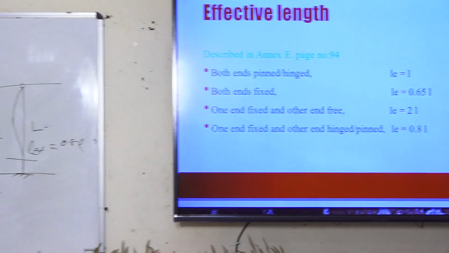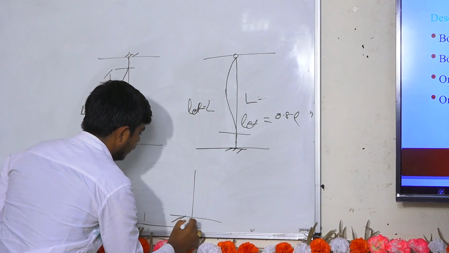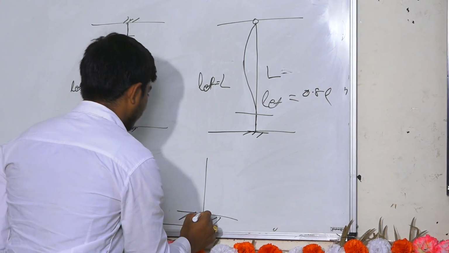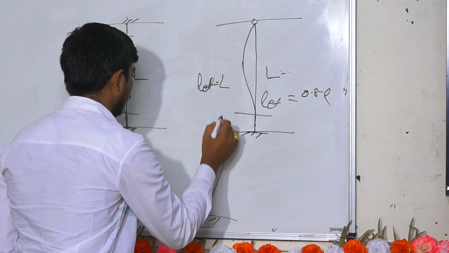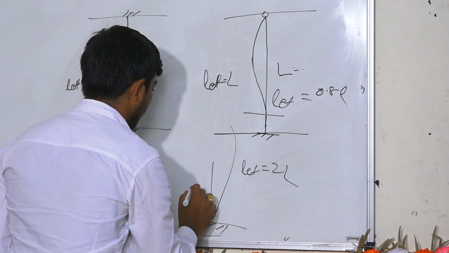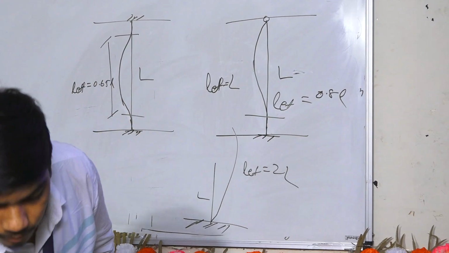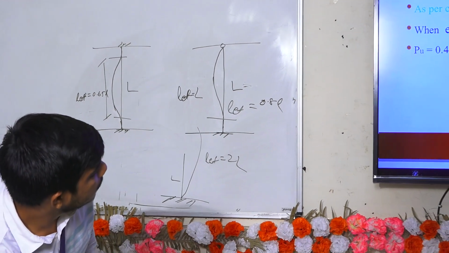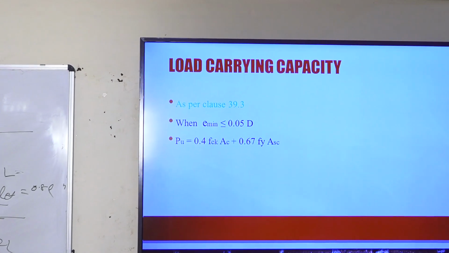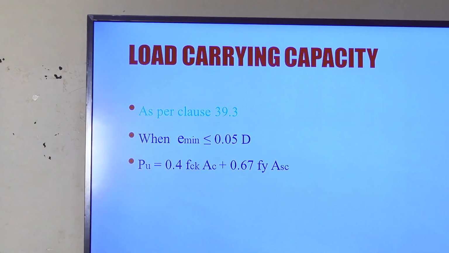Similarly, if one end is fixed and other end is free, then this will try to bend like this. So effective length will become 2L if this is our L. This is the effective length of column. Next, load carrying capacity. We have a column, then how much load can it take?